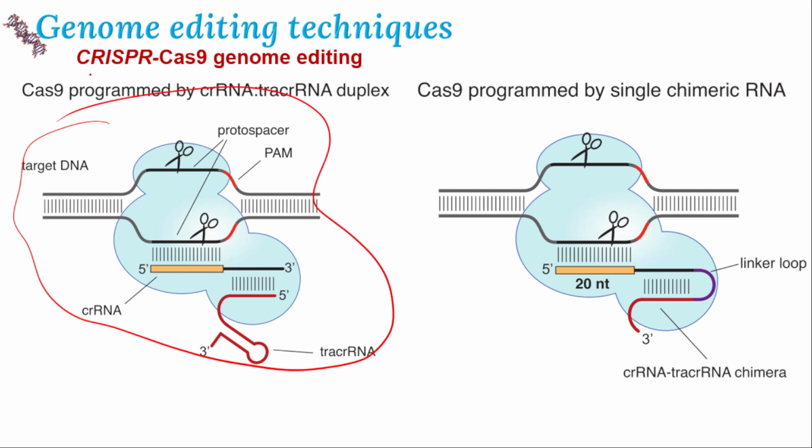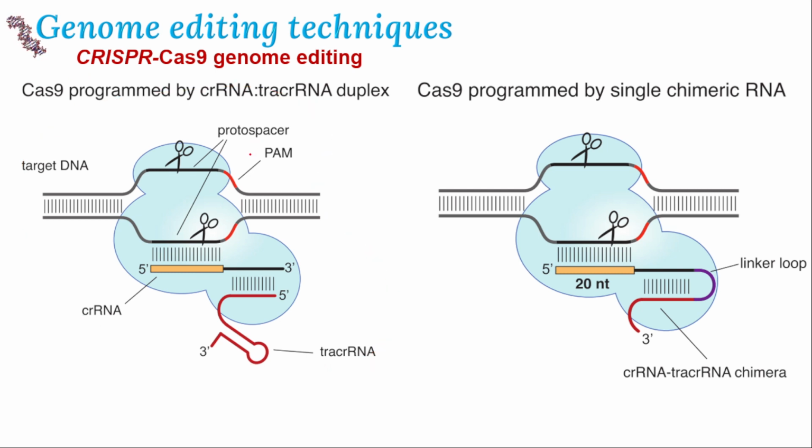So there are three components that are naturally present in the adaptive immune system. The first one is called Cas9. Cas9 is the CRISPR-associated nuclease. And the second part of this CRISPR-Cas9 technology is called pre-crRNA or crRNA.